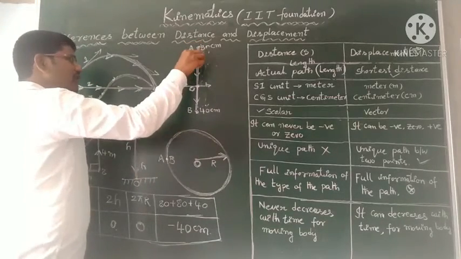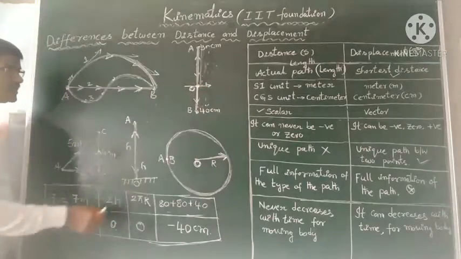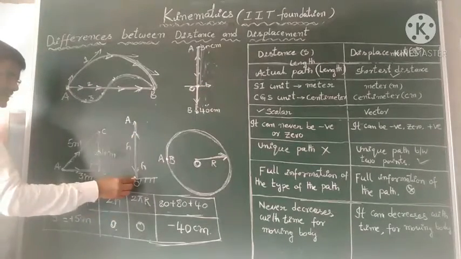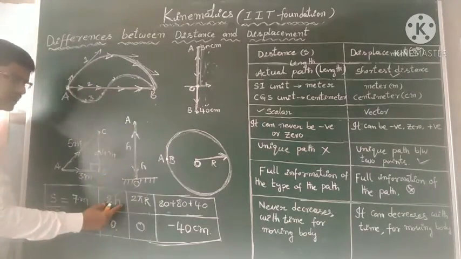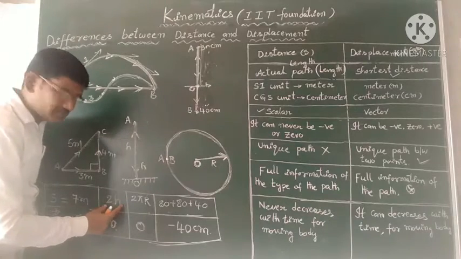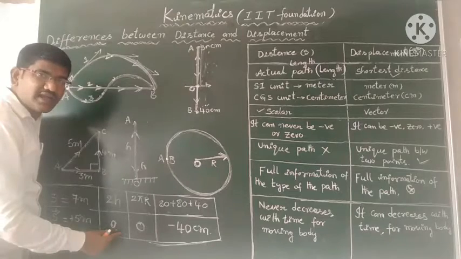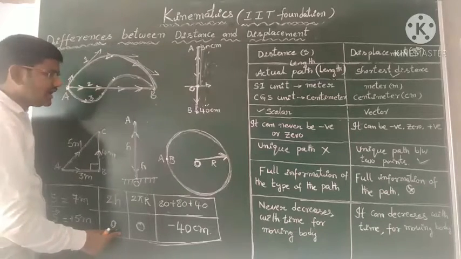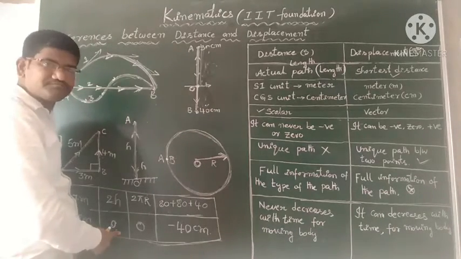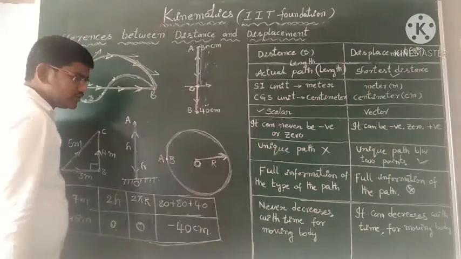80 centimeters upward, 80 centimeters downward. Or h meters upward, h meters downward. Totally 2h meters is the distance covered, and displacement is 0. Okay students. So like this. And the next point.